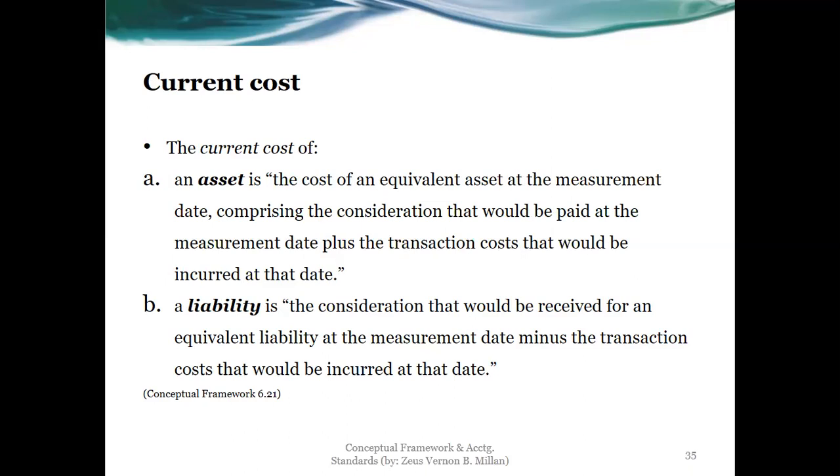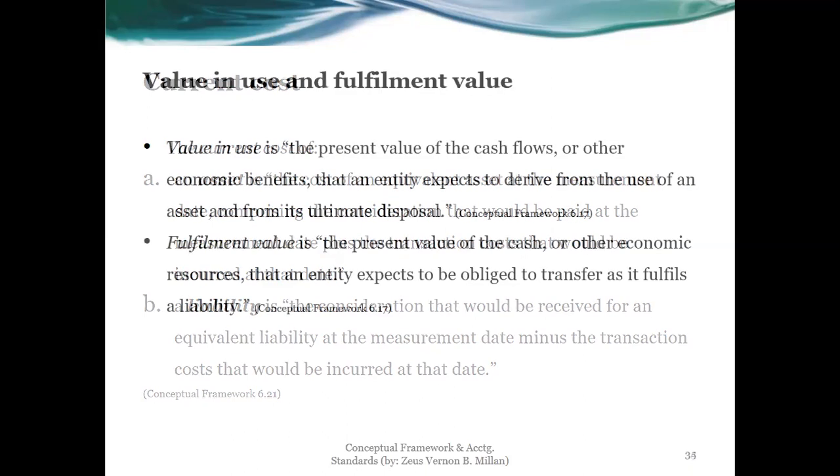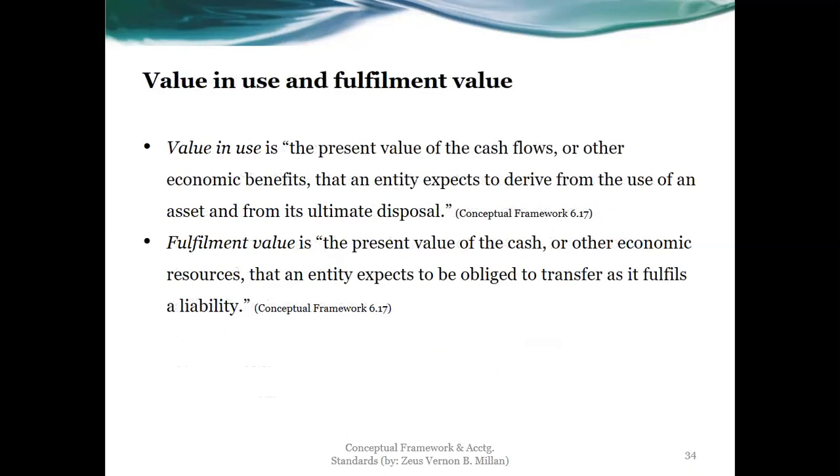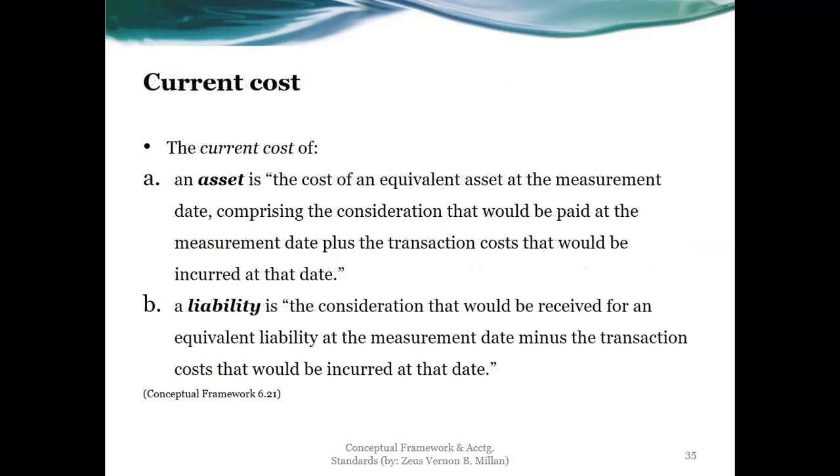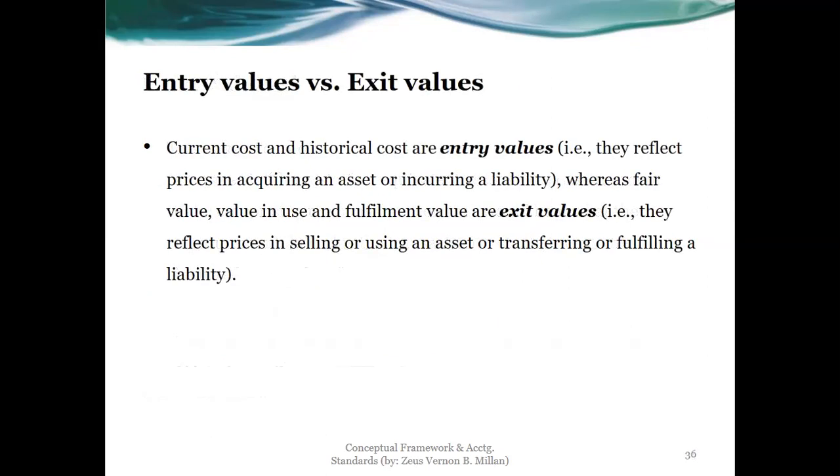So if we talk about fulfillment value versus current cost, fulfillment value is to be able to fulfill the promise to pay a liability. But the current cost is how much would be the value that we would be receiving for that liability at the current time. So that's the opposite of fulfillment value for current cost and liability. Then what about entry values versus exit values? Knowing the four values now that we have talked about, namely historical cost, fair value, then you also have the value in use and the fulfillment value.